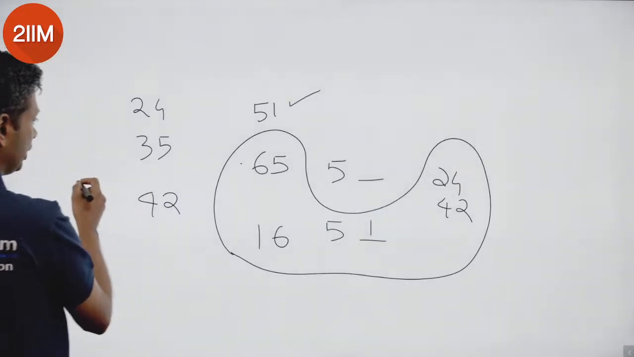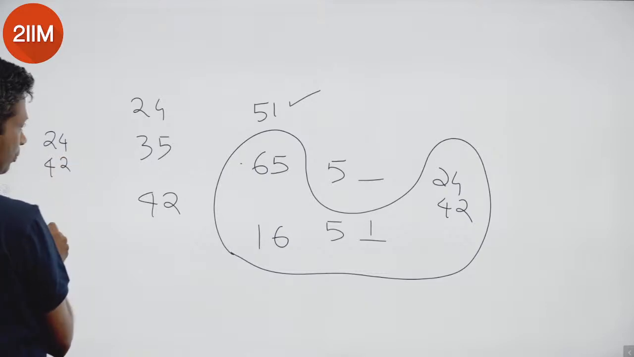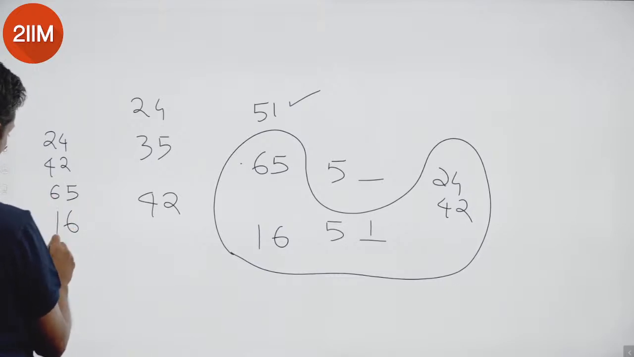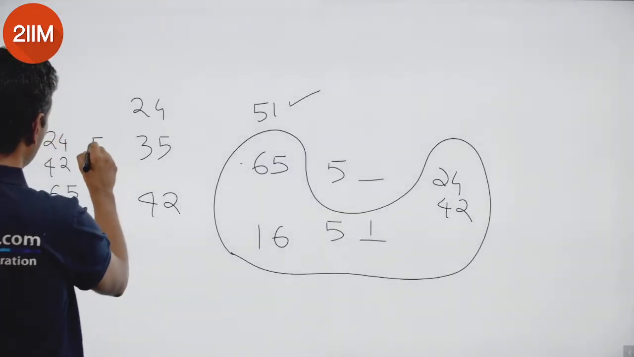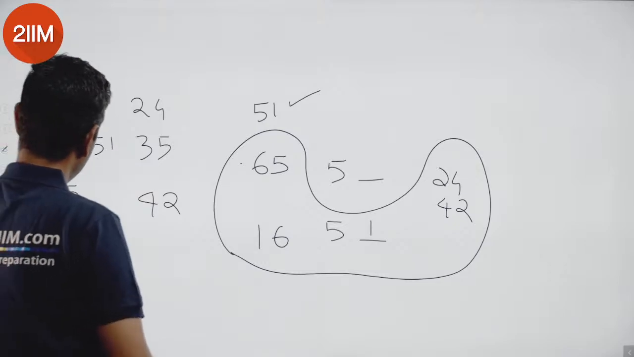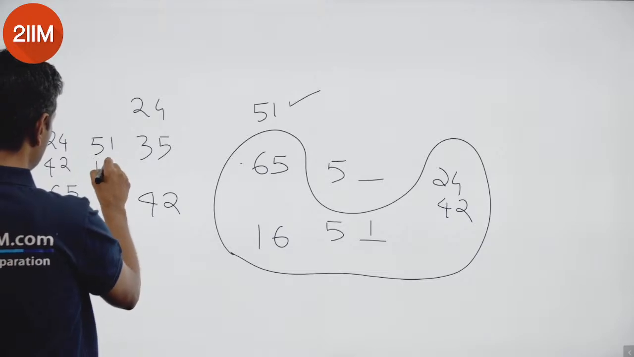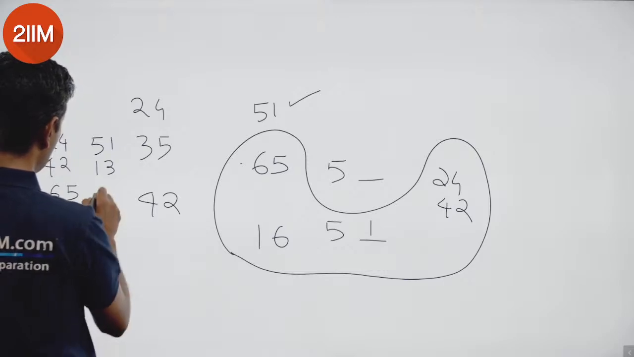So one possibility is I've got 24. There is one other 42. There is 65. 16 and 51, or there's a 51 in the system plus 13. I could have got 35.